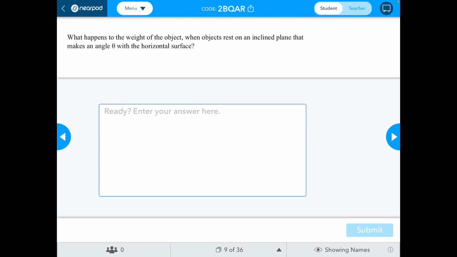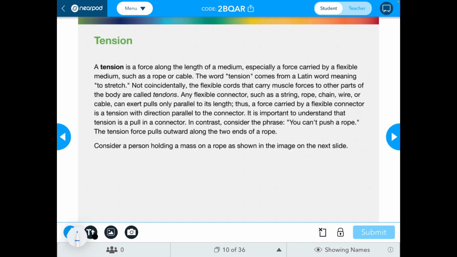So this is what happens to the weight of an object when objects rest on an inclined plane that makes an angle theta with the horizontal surface. It doesn't change, the weight's going to be the same. It's just that now the only part of the weight that's counteracting the normal force is the y direction portion of that. That's it. Weight's weight. It's always going to be that.